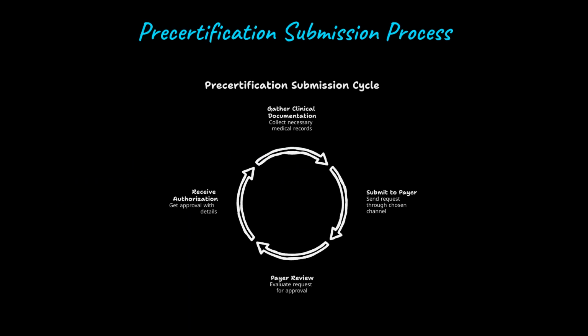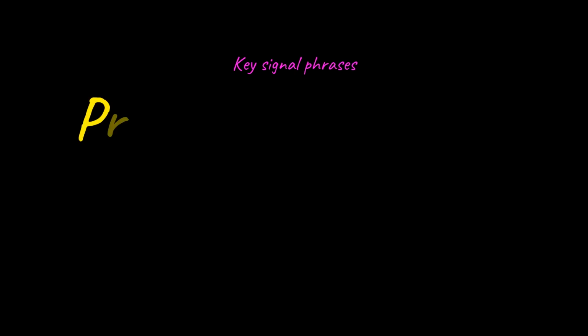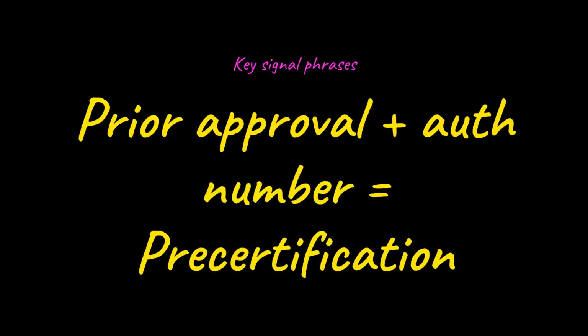The practice gathers clinical documentation, diagnosis, proposed procedure, prior treatments, and supporting labs or imaging, and submits it through the payer's channel. The payer reviews it and returns an authorization number, valid dates, and approved units, which the practice records before scheduling. On exam questions, signal phrases like planned service, authorization number, valid dates, units approved, and medical necessity all point to pre-certification, the prospective binding approval that prevents denials before the service ever happens.